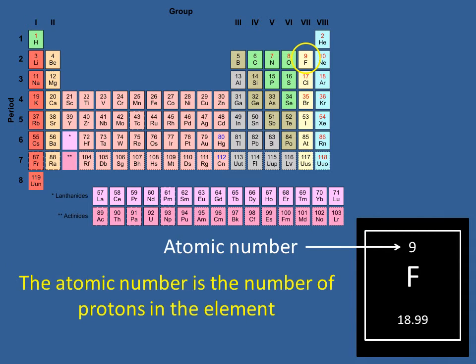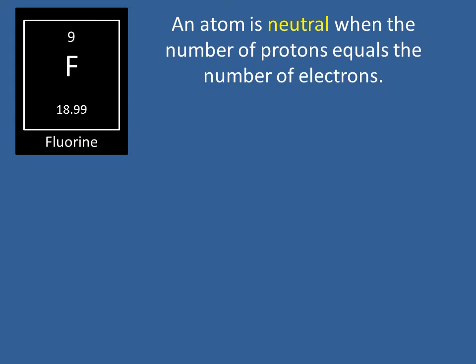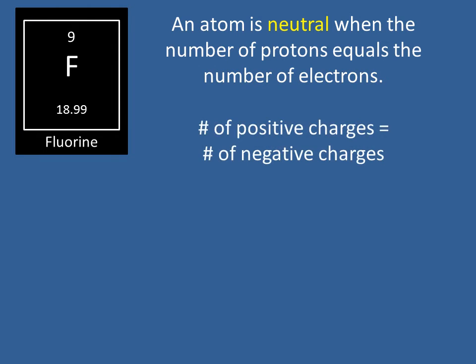And the atomic number is always the number of protons in the element. So when you see the atomic number, you know for sure how many protons are in the nucleus of the atom. Now an atom is neutral when the number of protons equals the number of electrons. Thus, the number of positive charges equals the number of negative charges, and thus the atom would be neutral in that case.